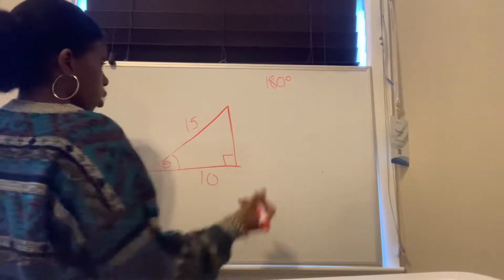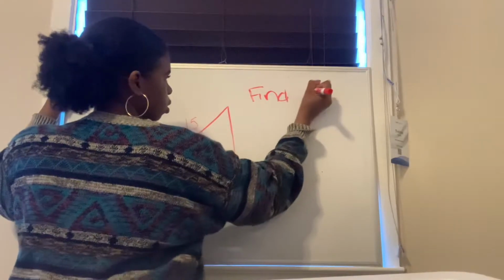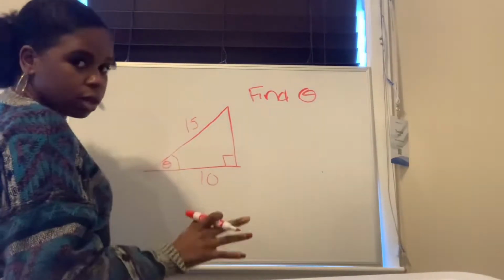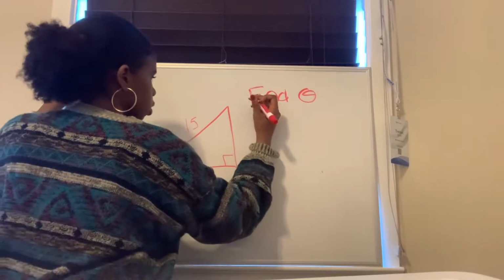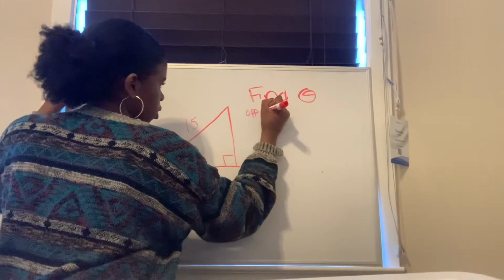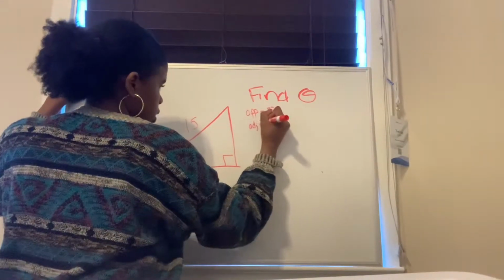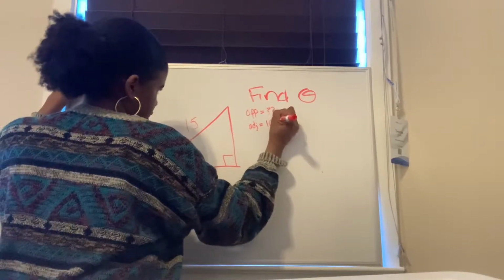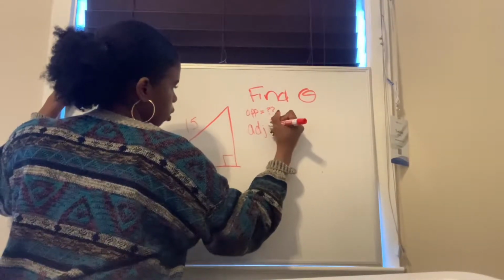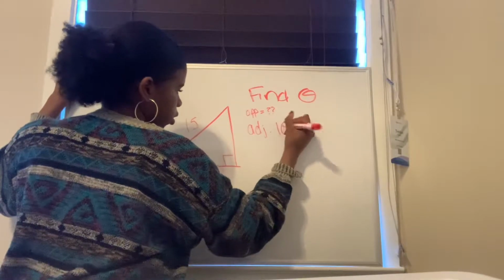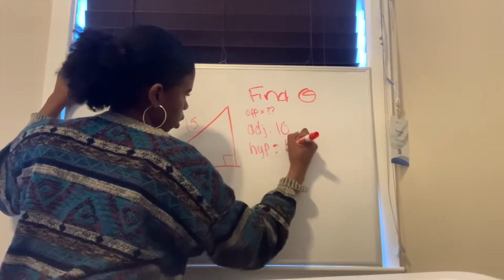Okay. So we want to find theta. But how are we going to do that? Well, let's see. What do we know? There's the opposite side of theta, but we don't know what that is. There's adjacent. Okay, adjacent of theta. That was like an adjective, but it's adjacent. That equals 10. And the hypotenuse is 15.